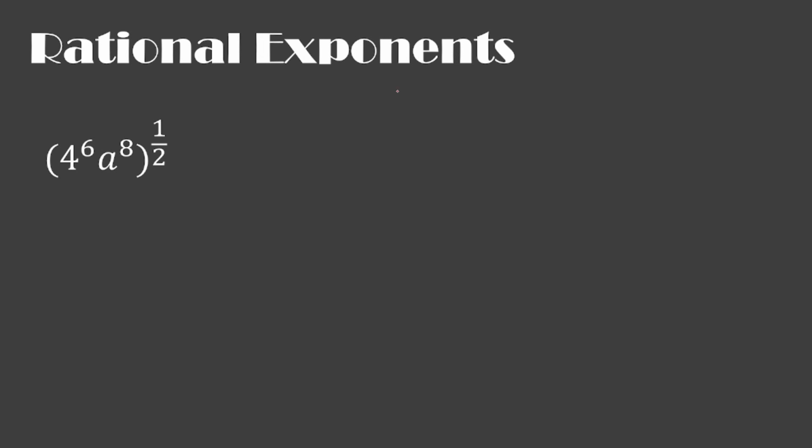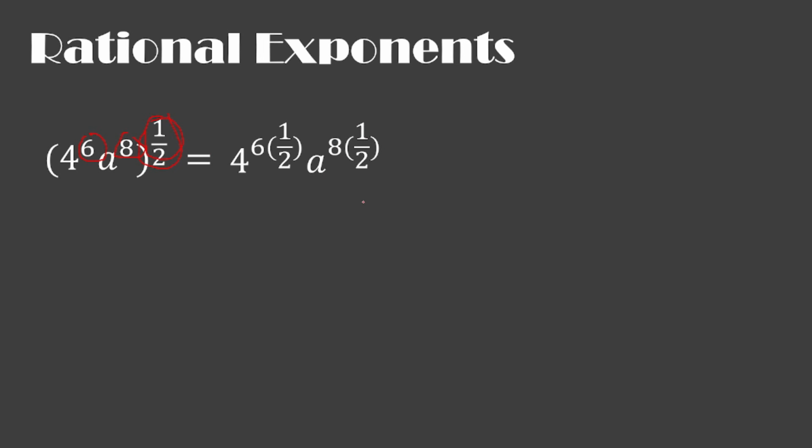And we have the last one, the rational exponents. Let's have this one: quantity 4 raised to 6 times a raised to 8, raised to 1/2. This time the exponent, or the power, is 1/2. So what shall we do now? This is very simple. All we have to do is multiply the power 1/2 with the exponent here, and also multiply it with this exponent. So that will give us 4 raised to 6 times 1/2 and a raised to 8 times 1/2.